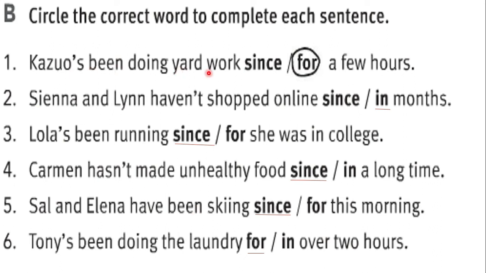Kazu has been doing yard work for a few hours. Sienna and Lynn haven't shopped online in months. It's negative with present perfect. Lola has been running since she was in college. This is an event in time. Es un evento específico en el tiempo.